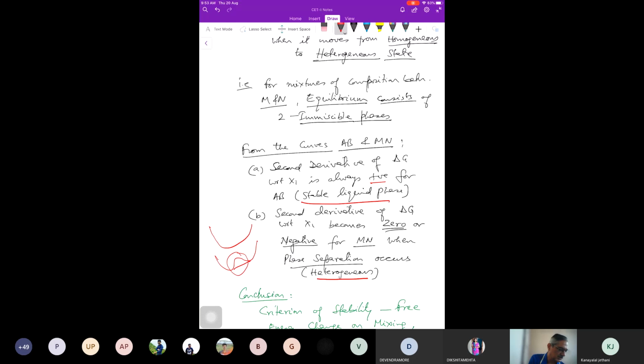And how is that? If you take delta G, this is delta G, right? Y is delta G, and this is x. So here we take the slope, suppose I take the slope at any point. What is that? Slope is d delta G by dx1. So if I take the slope, it is d delta G by dx1, and if I plot d delta G by dx1 versus x1, right? If I take the slope and plot, what is the slope here?